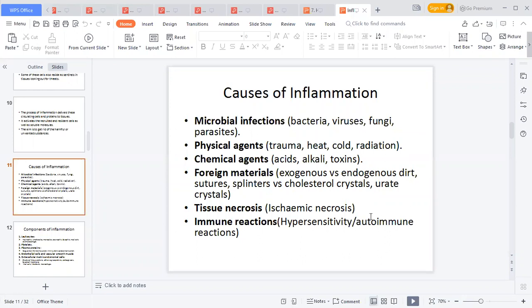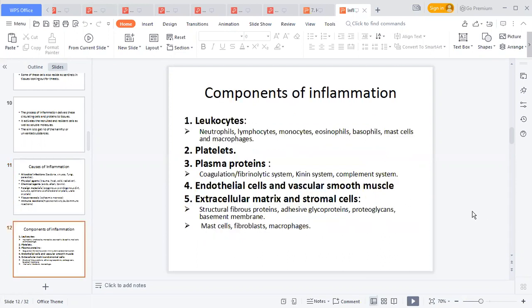Immune reactions, hypersensitivity and autoimmune reactions, all cause inflammation. Components of inflammation.